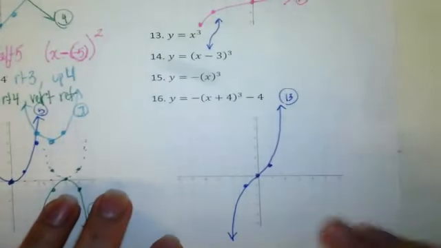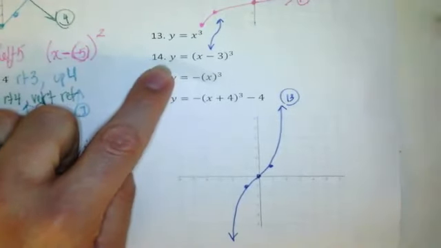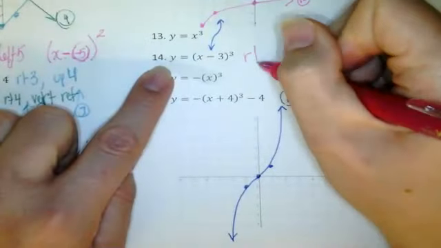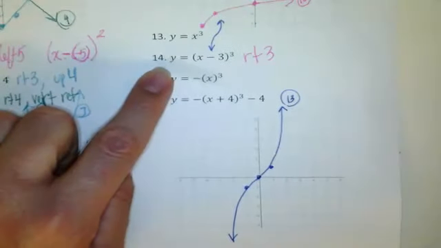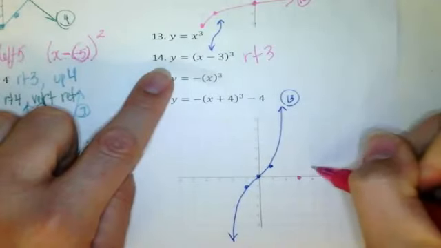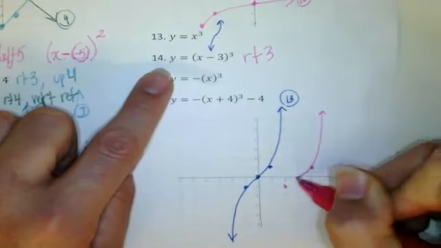Alrighty. Number 14, x minus 3 quantity cubed. How does that shift our function? Right 3 units. Right 3 units. 1, 2, 3. And again, you can always check on your calculator.